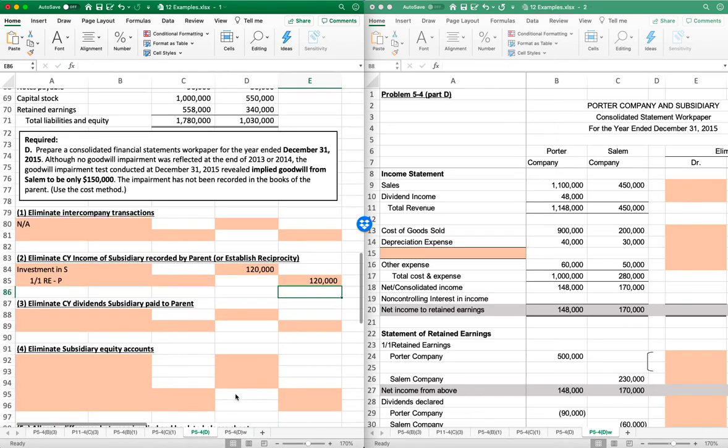Then for our next entry, we need to eliminate any current year dividends the subsidiary paid to the parent. So regardless of method, we know our credit is going to be dividends declared by our subsidiary. And then our debit is going to change depending on if we're using the cost or the equity method. Here we're using the cost method. So when we initially recorded these dividends, when we received them as the parent, we would have recorded dividend income. So that's what we need to eliminate.